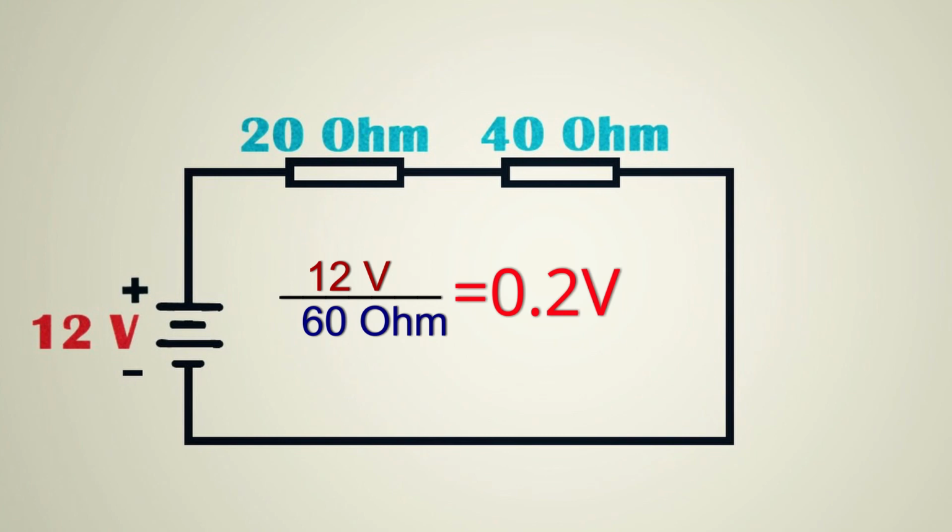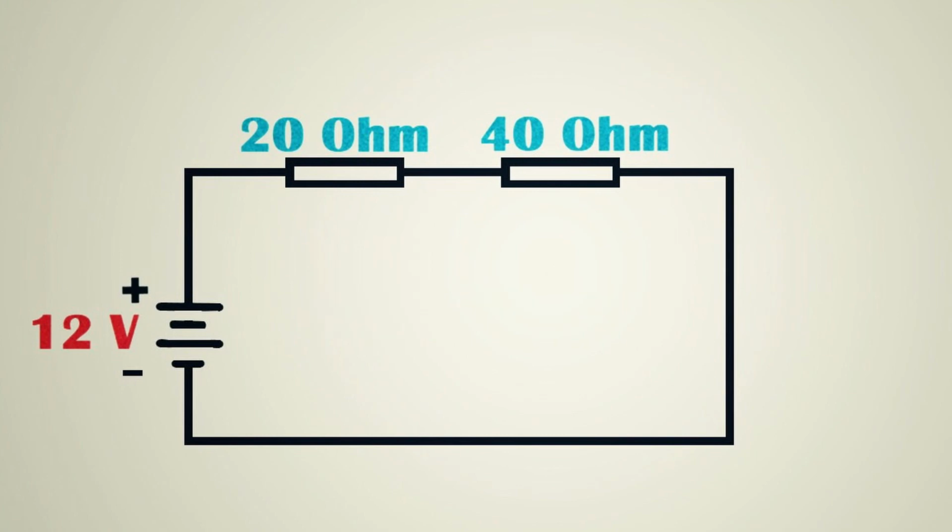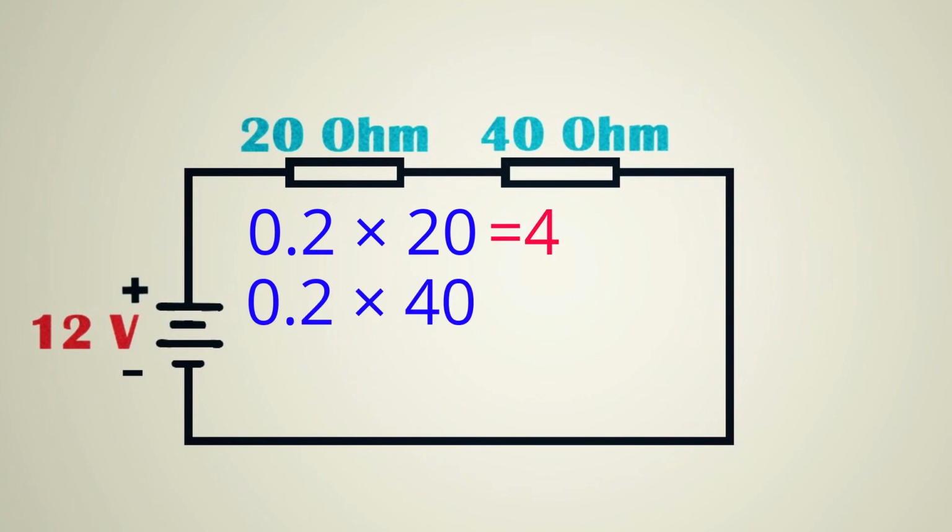And all that's left is to multiply that number by the value of our resistors. 0.2 multiplied by 20 is going to give us 4, and 0.2 multiplied by 40 is going to give us 8 volts. And if we add 8 and 4, it's going to give us 12. Same number we have at our power source. So it looks like we got it right this time.